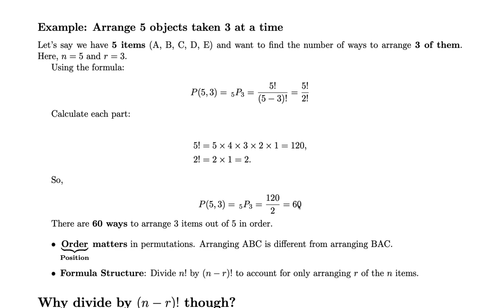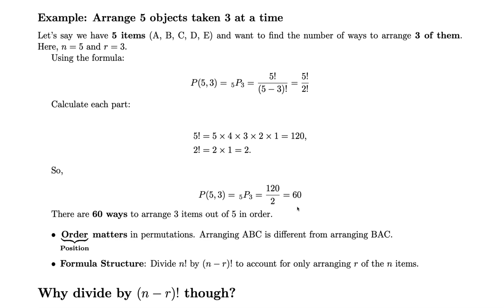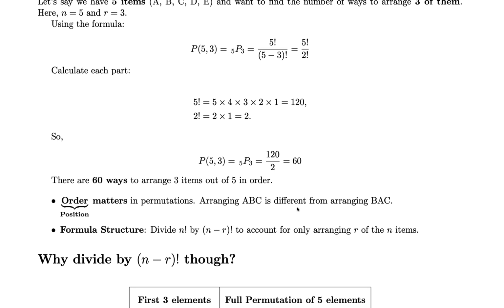Well, let's take a look in a little more detail. As the answer, we say, okay, well, there are 60 ways to arrange 3 items out of 5, or to arrange 5 items taken 3 at a time in order. Now again, in permutations, order matters. In combinations, it doesn't.